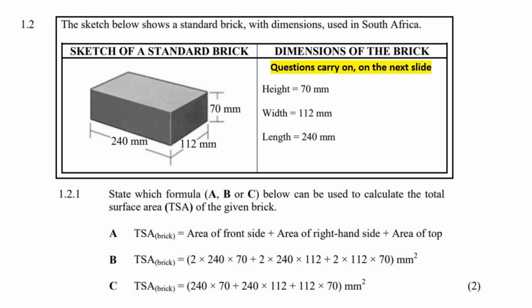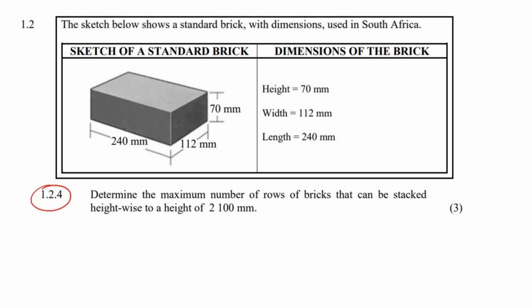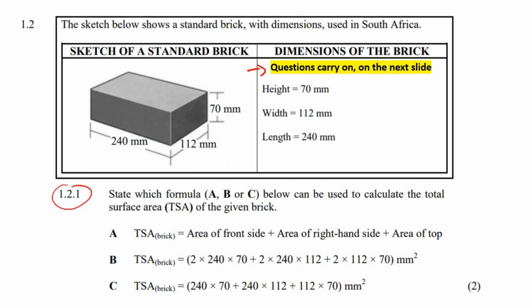Okay, the first thing I want to let you know is that this question does carry on. So we've got this question over here, and then we've got this one, and this one. So there are 4 parts that we will be looking at. So let's start. They tell us that the sketch below shows a standard brick with dimensions used in South Africa. So we've got this length over here is 240, we've got a width of 112, and we've got a height of 70. All of it is measured in millimeters. And then here they also say length, width, and height.